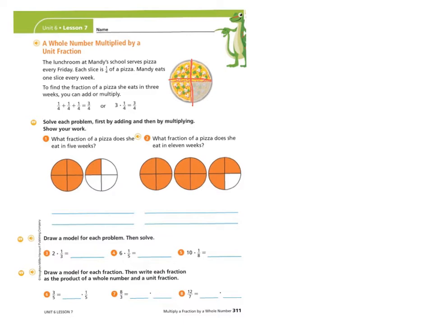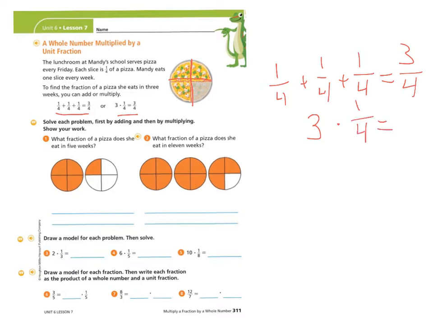To find the fraction of a pizza she eats in 3 weeks, you can add, this is the addition, or you can multiply. So if we want to find out how much pizza she ate in 3 weeks, we could add 1/4 plus 1/4 plus 1/4 to get 3/4. Or multiplying, you take the number of weeks, 3, and times how many slices of pizza she ate each week. And here you would take the whole number times the numerator, keep the denominator the same, 3/4. So those are the 2 ways that you can solve these problems.